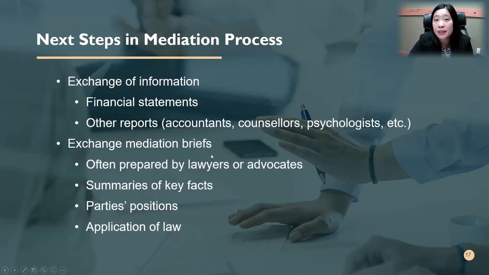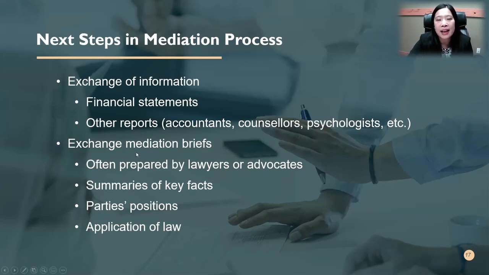So the step that follows this is generally an exchange of information. So parties will then exchange financial statements. They might have reports, depending on what they have done and what the issues are. Some people might have gotten reports from accountants about tax issues. They might have gotten a professional report on the appraisal of a company. Or counselors might have written reports about the views and needs of the children. Psychologists might have written reports about the kids. There might be reports about someone's income that is known as a guideline income report.